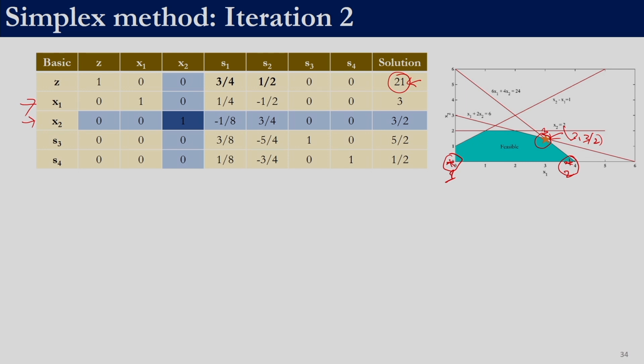Before proceeding to the third iteration, we need to check whether we have reached the optimal solution or not. For that we need to check the coefficients of the non-basic variables. Our variables are x1, x2, s1, s2, s3 and s4. Among these, x1, x2, s3 and s4 are basic variables. Now our non-basic variables are s1 and s2 and their coefficients are positive, right. Since their coefficients are positive, we can confirm that 21 is the optimal solution, corresponding to x1 equal to 3 and x2 equal to 3 by 2.